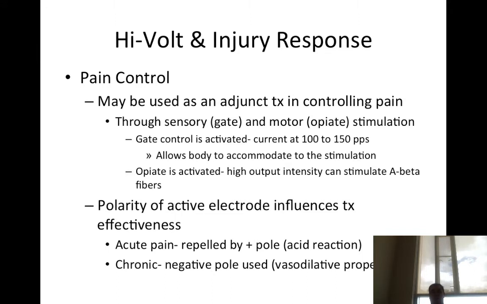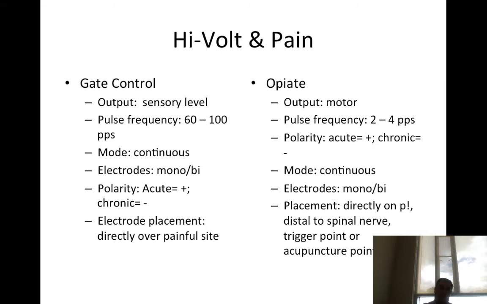So what are the positive and negative poles? Almost every unit shows within the user manual what is the positive and negative pole for that unit. And what channel that is, too. That's the other thing. So gate control versus opiate for different settings. You don't necessarily need to memorize these, but you need to understand how to use these on a patient if you wanted to create a gate control level of pain relief or an opiate control of pain relief.